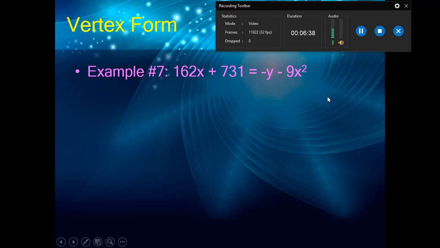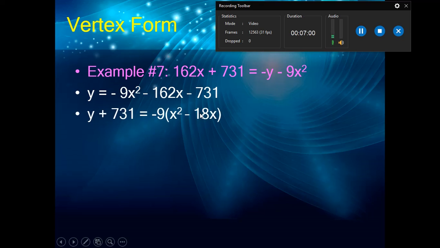With example number 7, all the terms are mixed up. So I'm going to move y to the left and the linear term and the constant to the right. So now we do have standard form. So we're going to move the constant back over. So we're going to add 731. And at the same time, I'm removing the greatest common factor from the quadratic and the linear term.